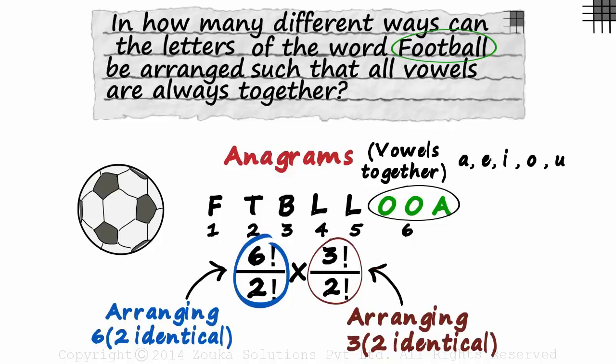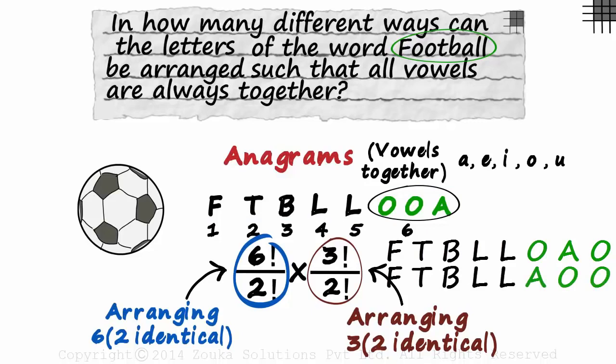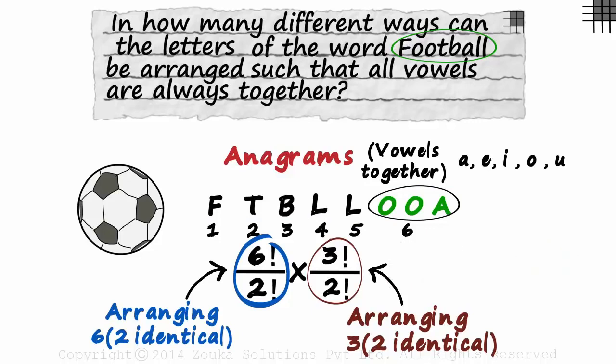What does 3 imply? For every case of the first part, there are 2 more possibilities of the second. If we look at this case, for example, we will also have FTBLLOAO and FTBLLAOO. Solving this should give you the answer as 1080 ways.